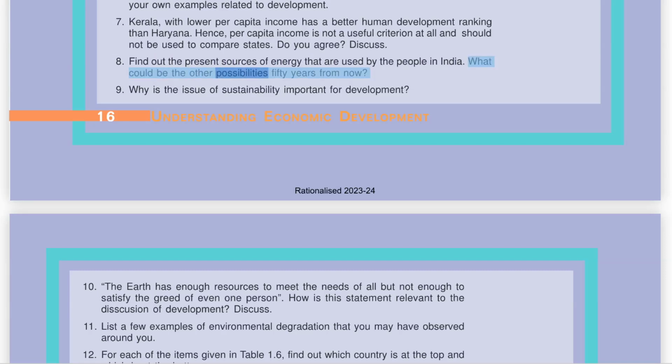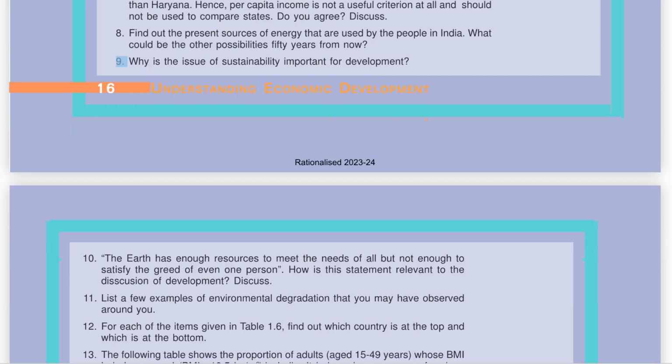8. Find out the present sources of energy that are used by the people in India. What could be the other possibilities 50 years from now? 9. Why is the issue of sustainability important for development?